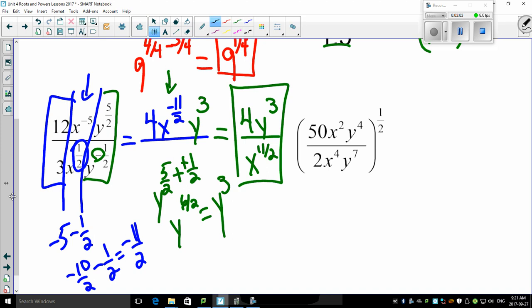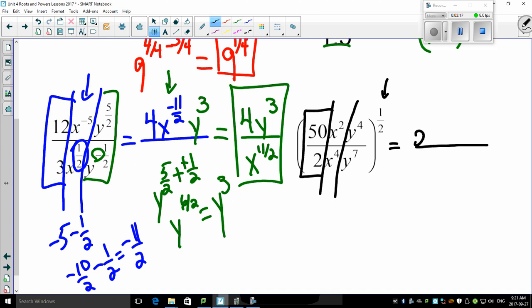Same thing, same thing. Look at this. Clean up what's inside first if you can before you do this. Unless that's a negative. If that's a negative, flip it right away. So let's clean this up. Here we go. There's our line. 50/2 is 25. X to the 2/4. So this is x to the 2 minus 4, which is x to the negative 2.